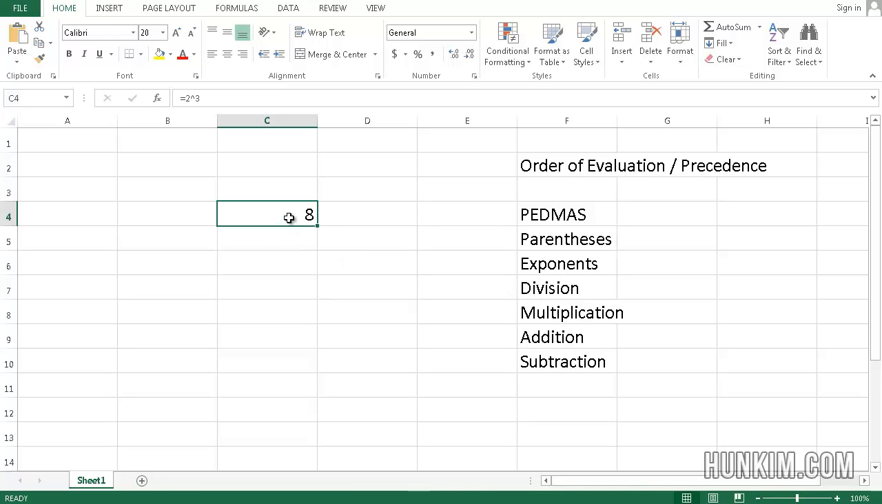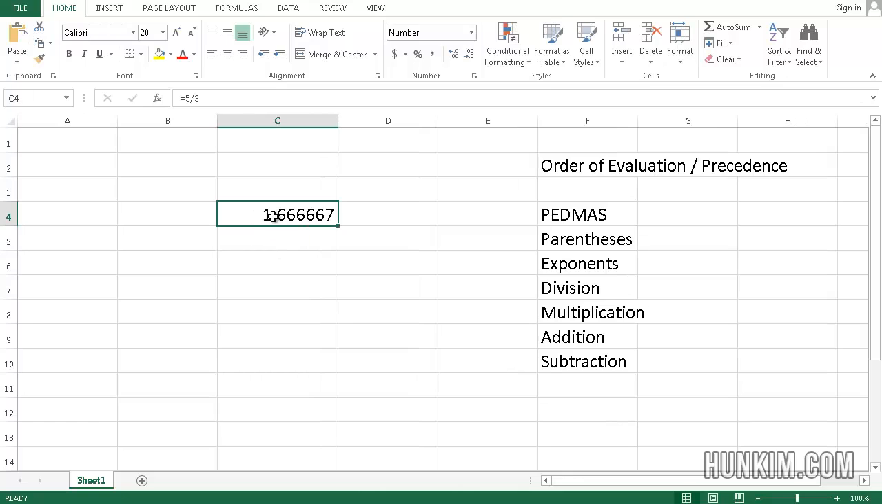What about division? If I type in equals 5 divided by 3 and press enter, we get a decimal number from dividing. The forward slash is dividing, and if you don't like this many decimal places, in the Home tab in Excel, you can just hit this little button called Decrease Decimal. That's a fast way of decreasing it, and you can see that Excel automatically rounded the number 0.666 up to the number 7.